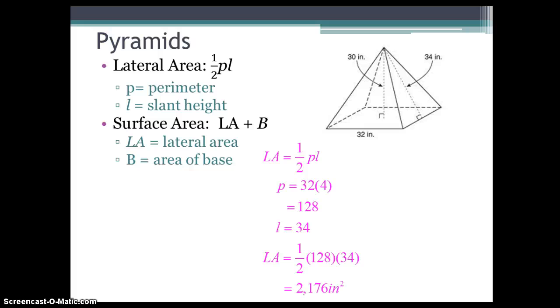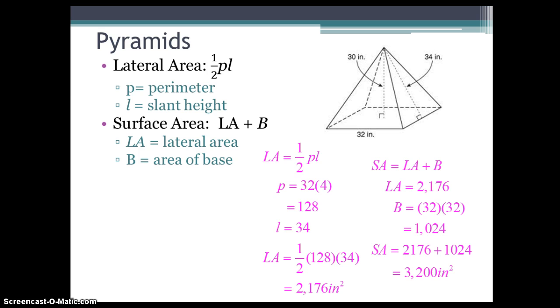Our surface area is going to be similar to a prism, but there's only one base, so it's the lateral area plus the area of the base. Our lateral area, again, is 2,176, and the area of our base is 32 times 32, or 1,024. So our surface area is going to be lateral area plus our base, giving us 3,200 square inches.